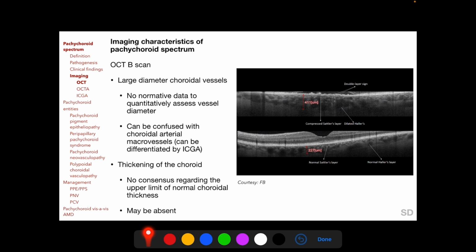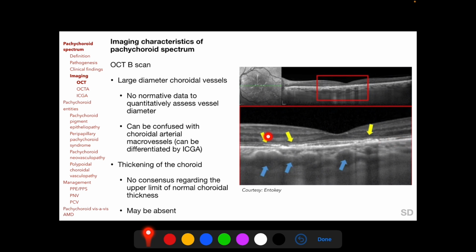The other OCT feature of pachychoroid is thickening of the choroid, as we find here in this patient with pachychoroid in comparison to a patient with normal choroid. And this is the line defining the outer limit of the choroid in this eye, and this is the line defining the outer limit of the choroid in this eye. And as we have discussed, there is no consensus regarding the upper limit of normal choroidal thickness, and thickness of the choroid may actually be within normal limits in a patient with pachychoroid.